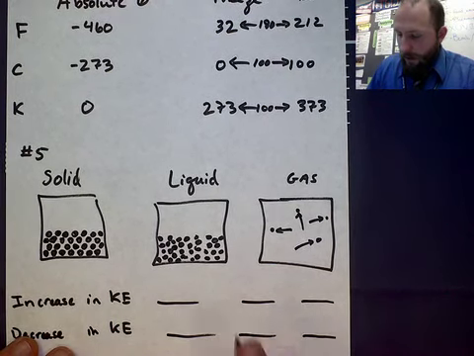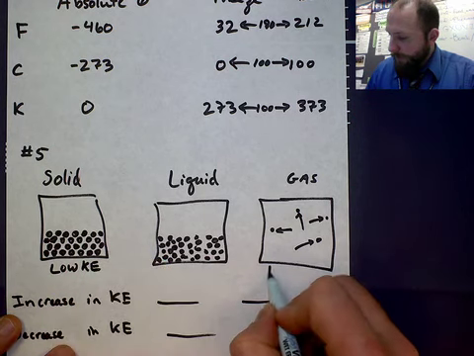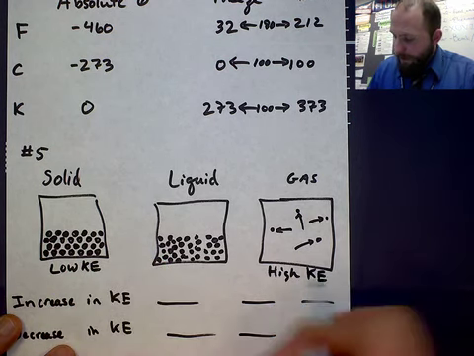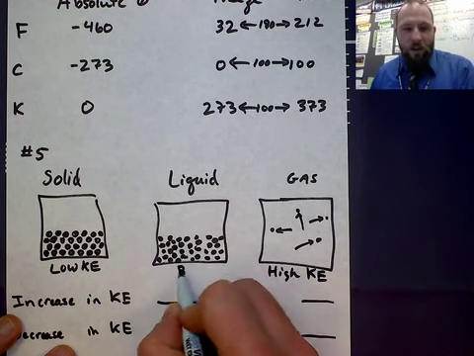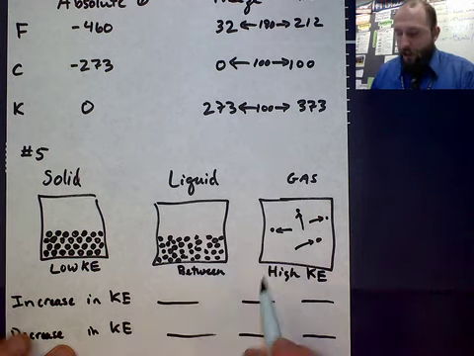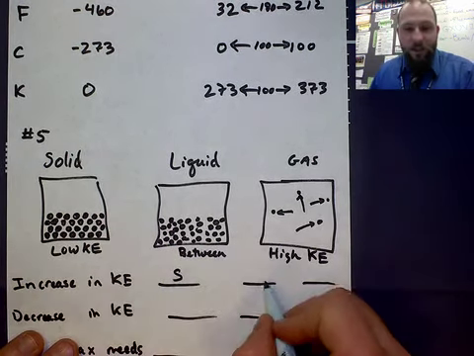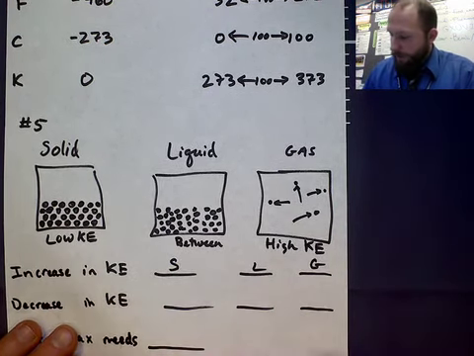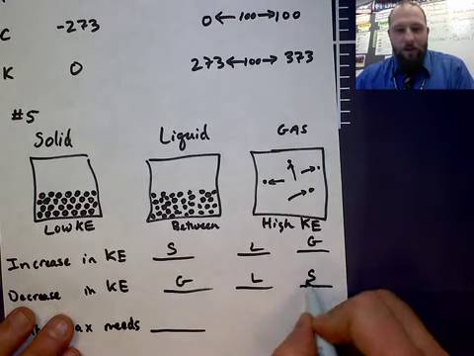So, quickly, low kinetic energy, high kinetic energy. This is somewhere in between. So, if I want to increase my kinetic energy, I would go from solid to liquid to gas. If I want to decrease kinetic energy, I would be going from, you got it, gas to liquid to solid.